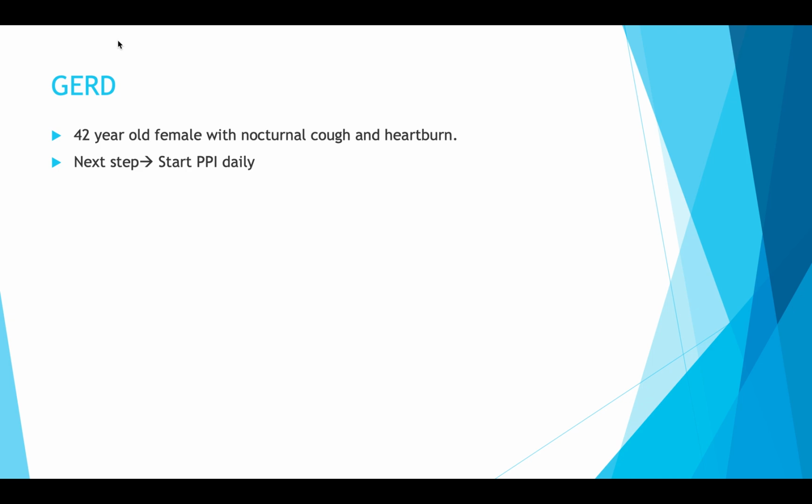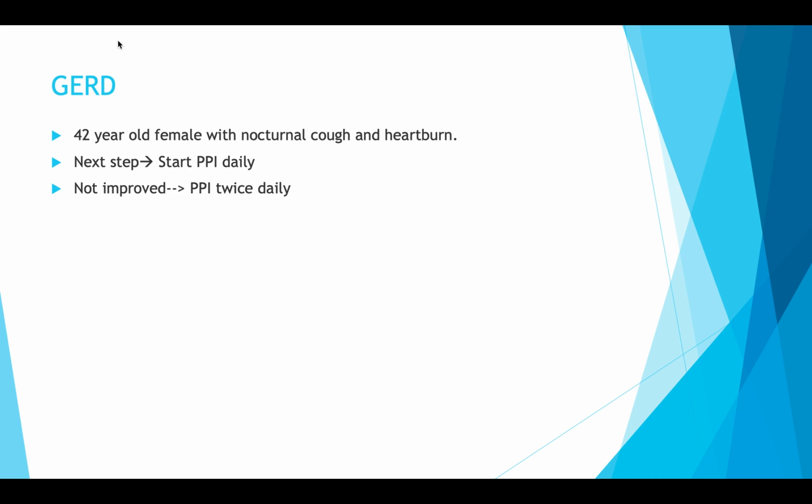Now, the patient comes back maybe about 8 weeks later and tells you that the symptoms are a little better, but not completely resolved. My nocturnal cough is gone, but heartburn is still there. So what would be the next step? The next step would be you tell them to increase the PPI to twice daily. So that would be the next step.